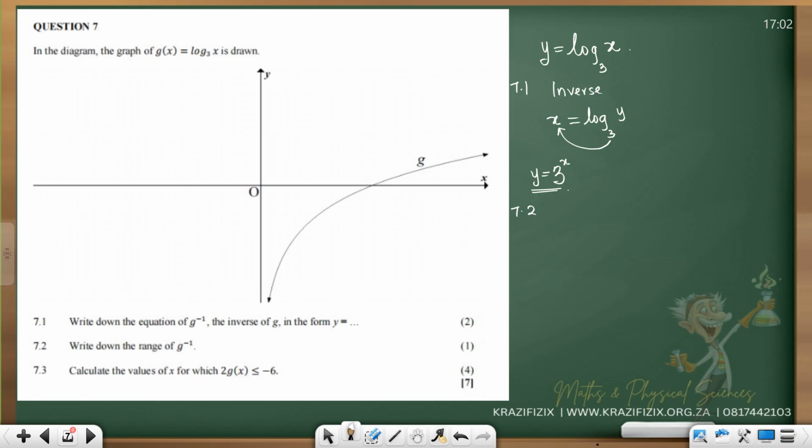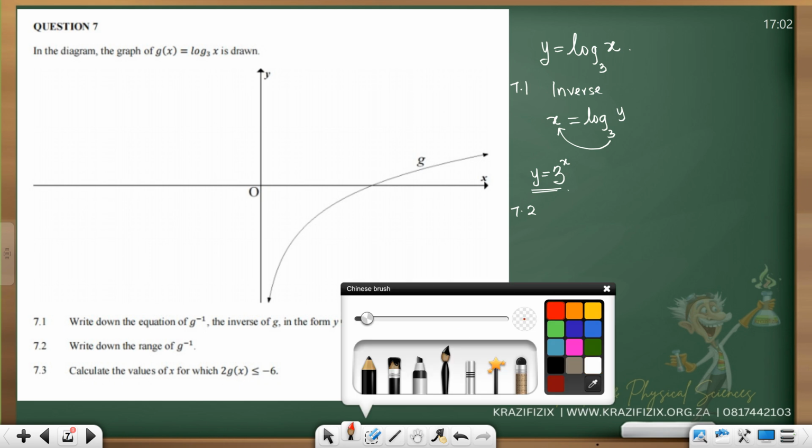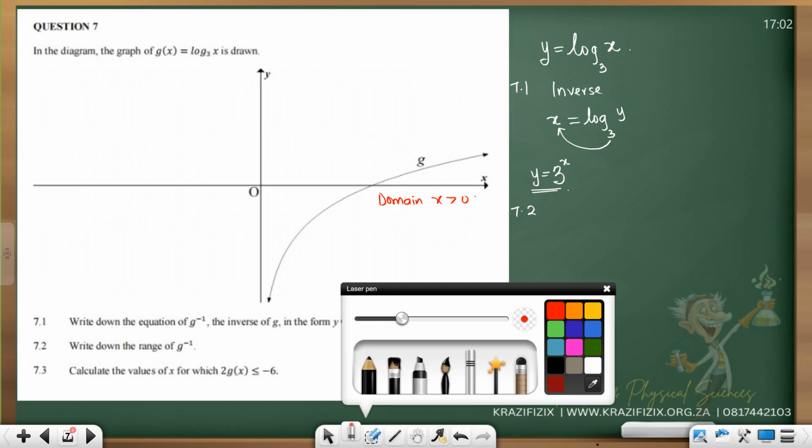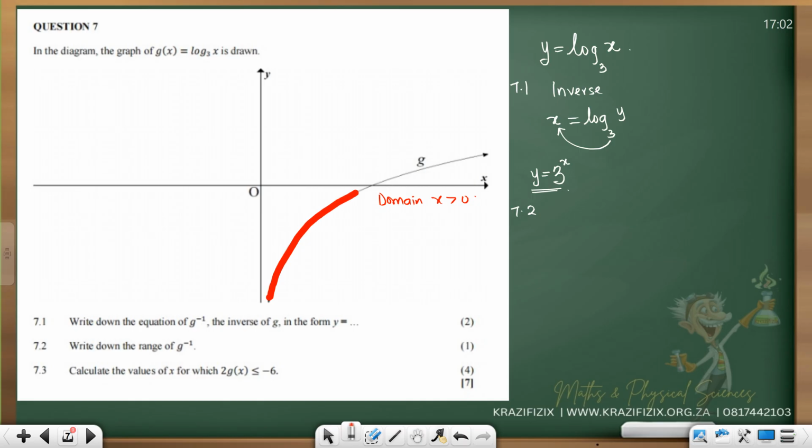7.2. Write down the range of the inverse. The range of, if you are confused, look at your graph. All right? If you look at this graph, do you notice that the domain, because it's a log graph, every time you write a log graph, the x is greater than 0. And how do I know again? By looking at the graph, check. There's no graph on the x side. So my graph is only on the positive side.